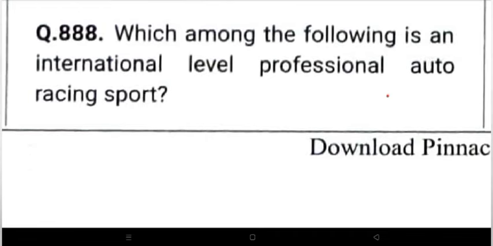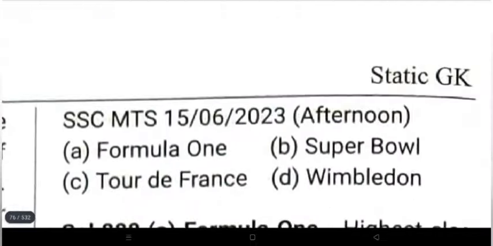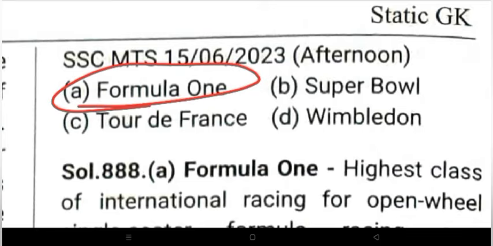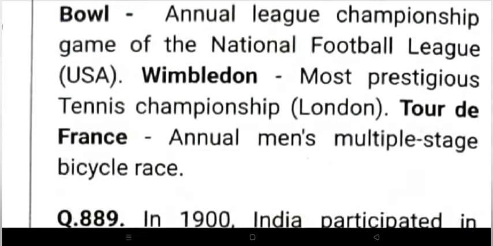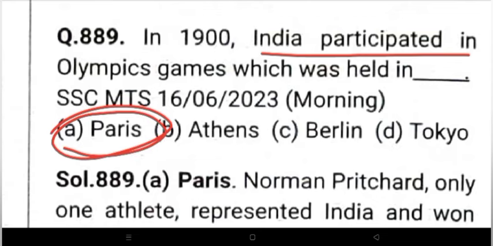Next, which among the following is an international level professional auto racing sport? Formula One. Next, in 1900, India participated in the Olympic Games, which were held in Paris.